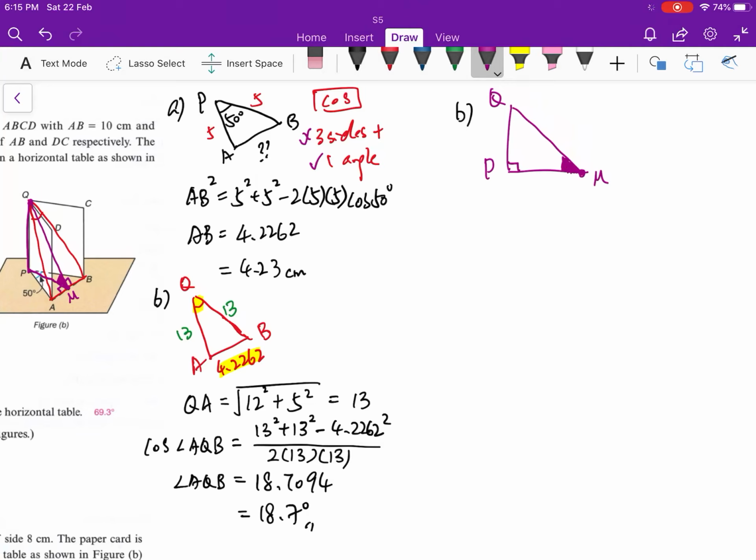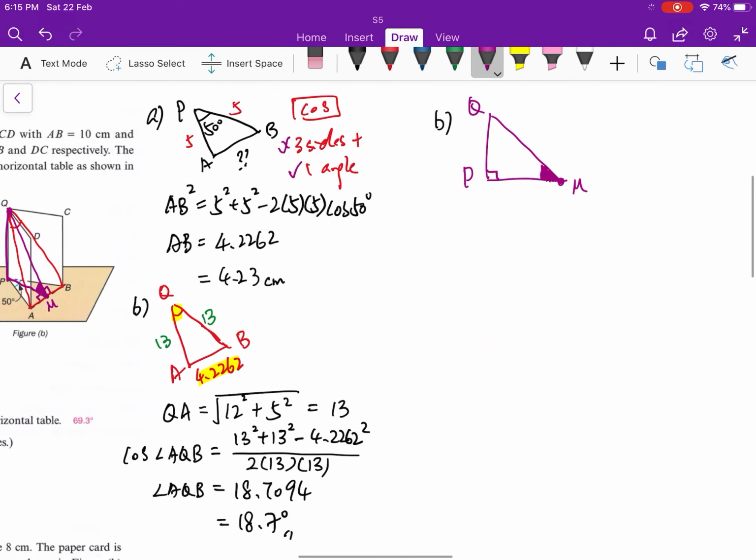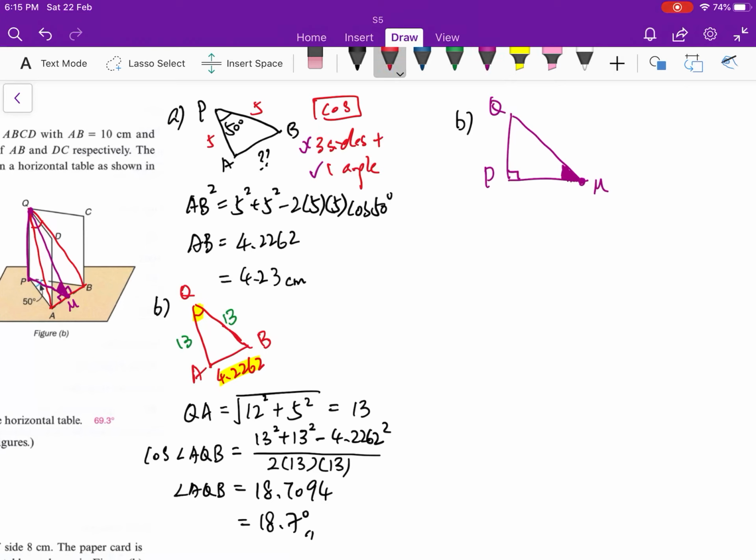So again, if you got three sides and one angle, of course, cosine formula. But this time we got a right angle. Can you see that? Right angle triangle. We don't need to use the cosine or sine formula. We can just directly use trigonometry ratios: sine, cosine, tangent. QB, we already know the length. QP is here. Can you see that? QP is actually 12. So we mark it down: this is 12 cm.